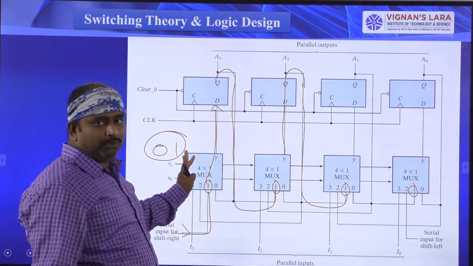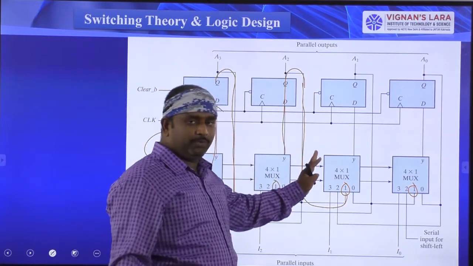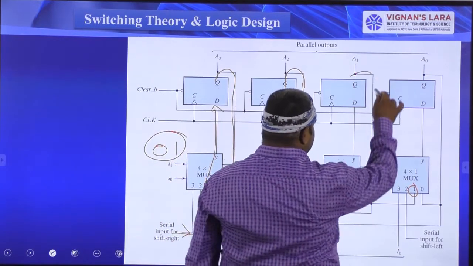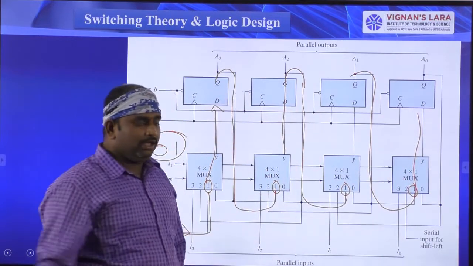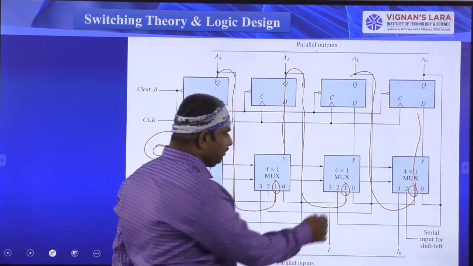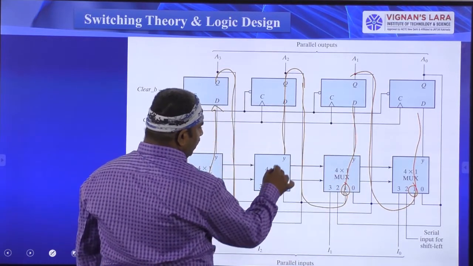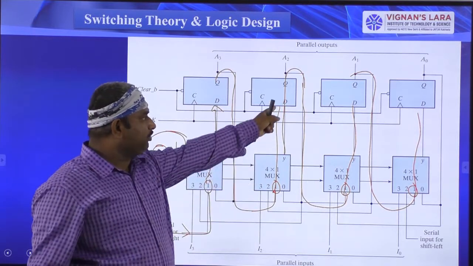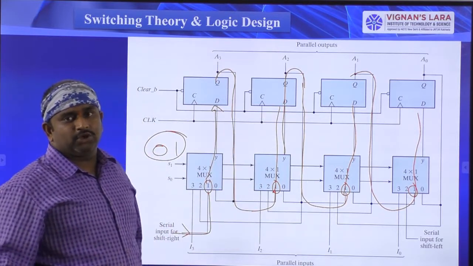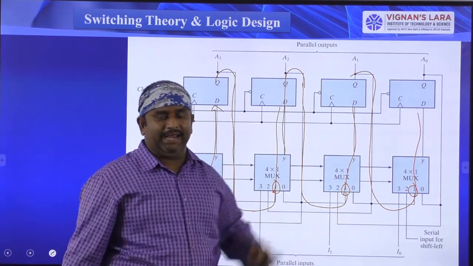That is, the output of this flip-flop is connected to the second flip-flop input. Next, this output is connected to the next flip-flop input through the 1 terminal. So through this 1 terminal, the output is connected to this D flip-flop input. So in this way, we are shifting the data from left to right.